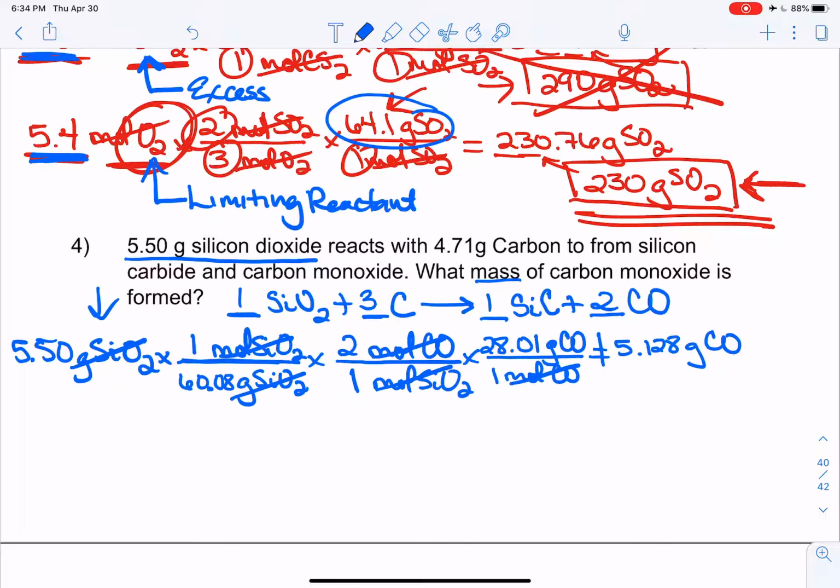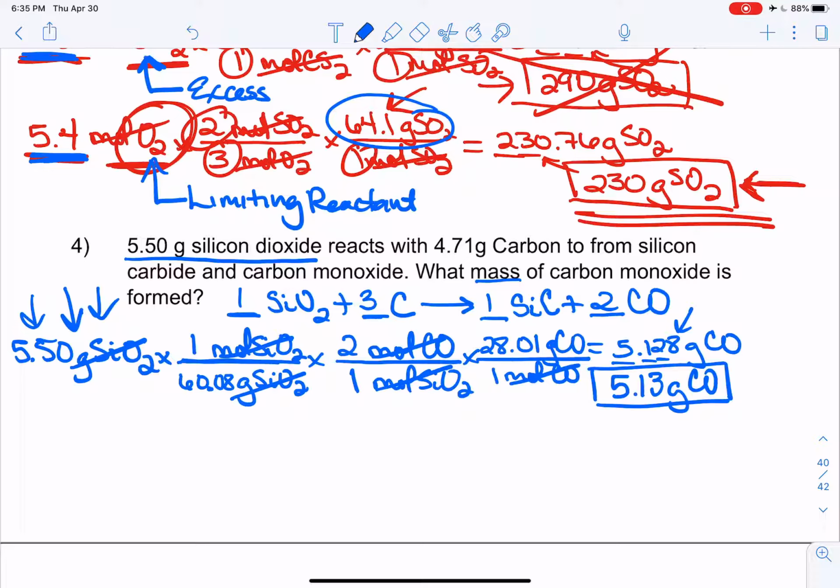And that right there, oops, I shouldn't have tried to put a box around that yet. So we have 5.128, but we want 3 sig figs. So we've got 1, 2, 3 there, and we look at the 8 to tell us whether we're going to round the 2 up or not. And indeed we do. So we have 5.13 grams of carbon monoxide that we can possibly make from the amount of silicon dioxide that we have.